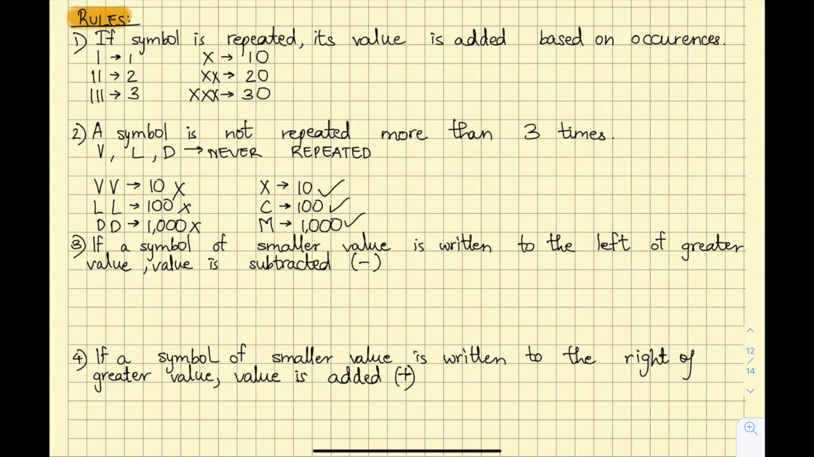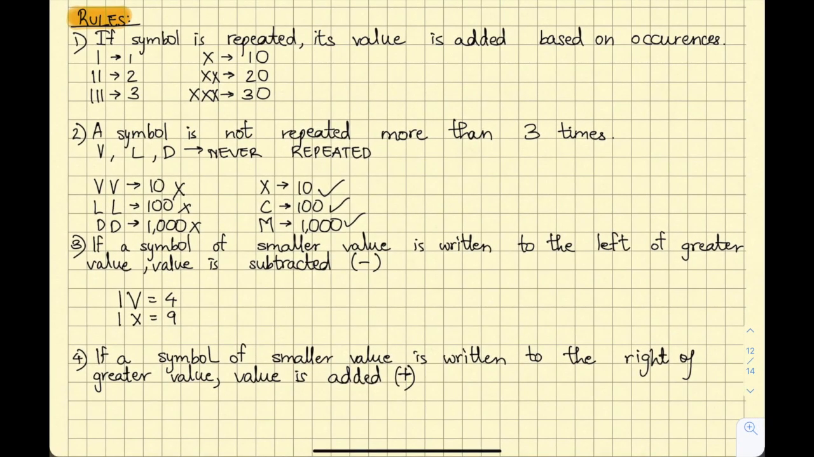Then we have another rule. If a symbol of smaller value is written to the left of the greater value, the value is subtracted, that is minus. For example, this is 5. On the left hand side you have 1. So here 5 minus 1 is equal to 4. Similarly, this is 10. Before that you have 1. So this we write as 9.